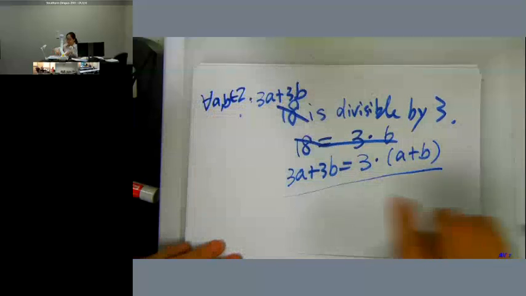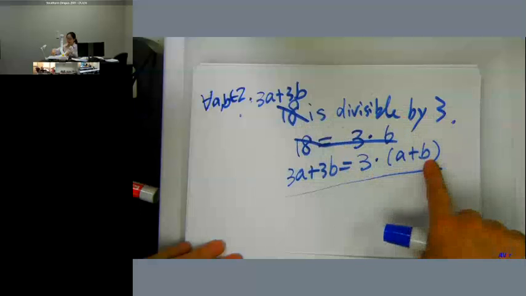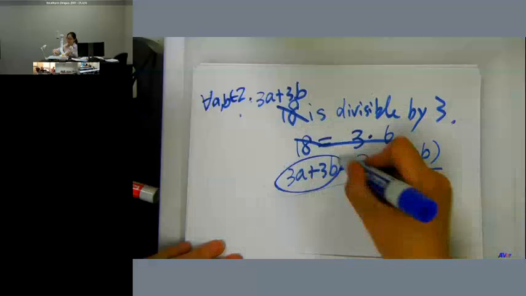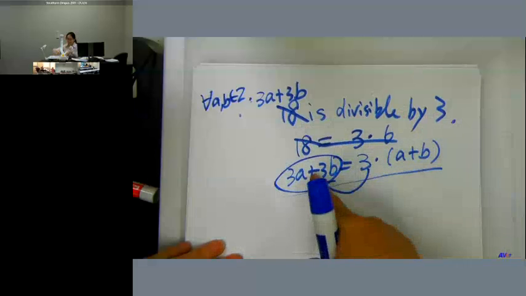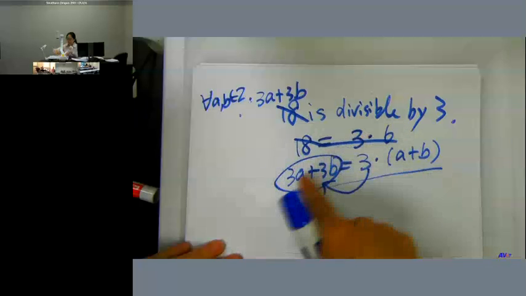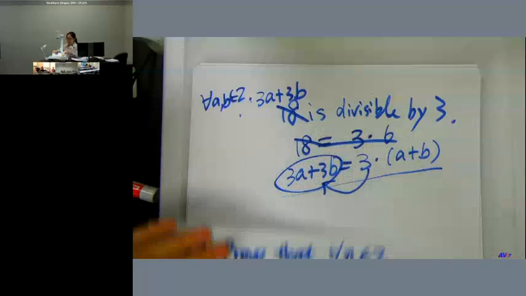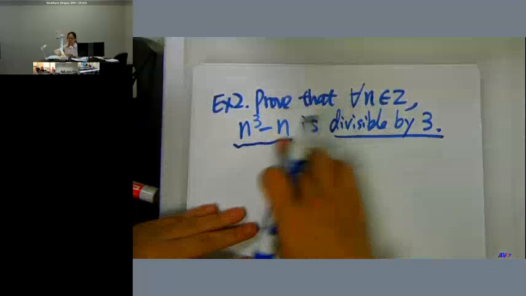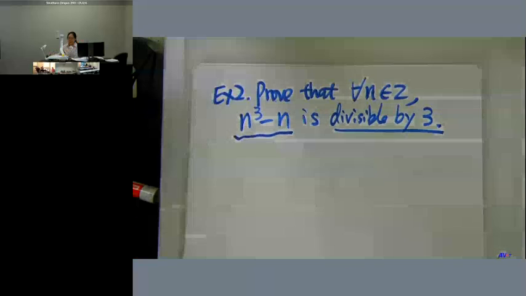So as you can see, if you want to show something is divisible by 3, in other words, a multiple of 3, you have to be able to factor a 3 out of that expression. So, for example, in 18, I can factor 3 out. In 3a plus 3b, I can factor 3 out. Now look at this expression. Can we factor out 3 from here? No, we can't, right? Okay, so the approach I tried to use before didn't work. So I'm going to try to do it by cases.